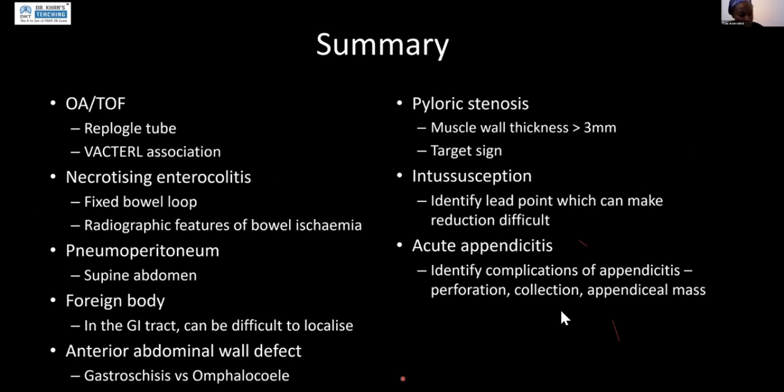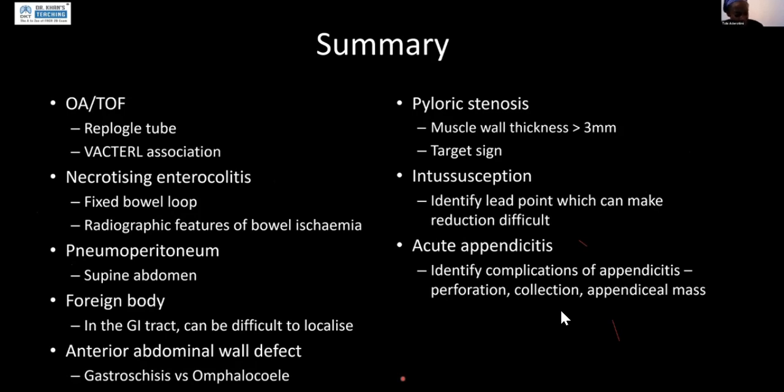And then we talked about the target sign as well on the transverse ultrasound. We've talked about intussusception, and I'll try and show you those videos if we get some time at the end. Looking to see if we can find a lead point, which will make reduction more difficult and may necessitate surgery. And then acute appendicitis, so looking for any complications of appendicitis such as perforation, collections, and appendiceal masses.